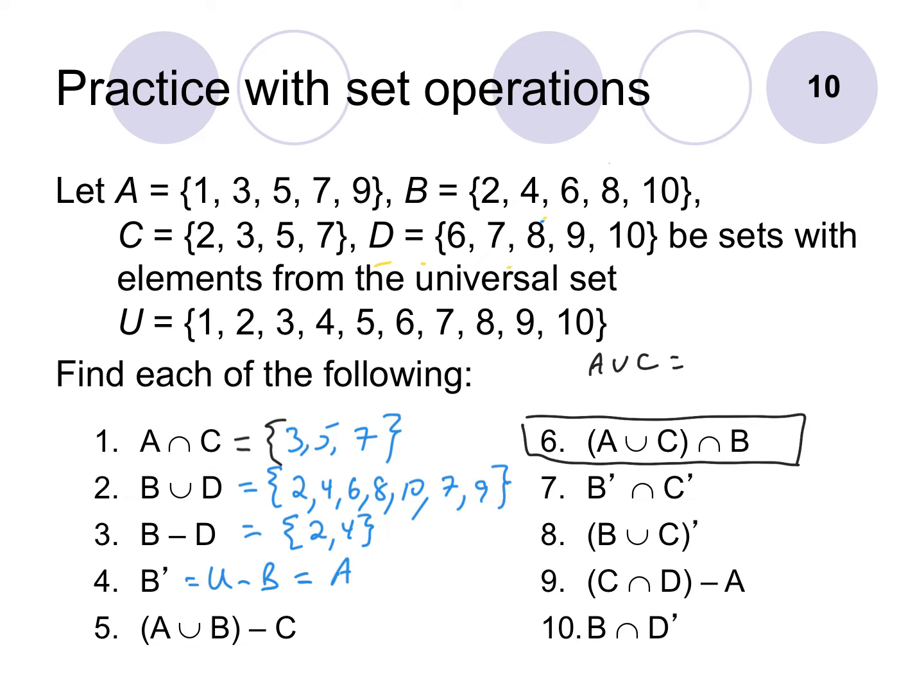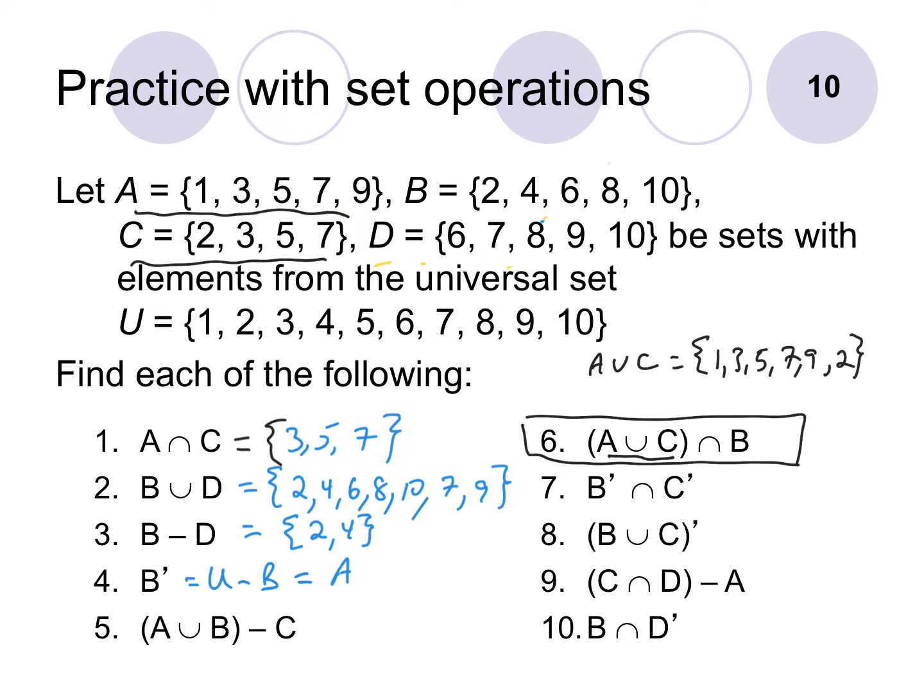So A union C means this set union this set. So in other words, everything that's in one or the other. So like before, I can just write down what's in one of them. 1, 3, 5, 7, 9 is in A. And then look at C and say, who did I miss? I only missed 2. So A union C looks like that.